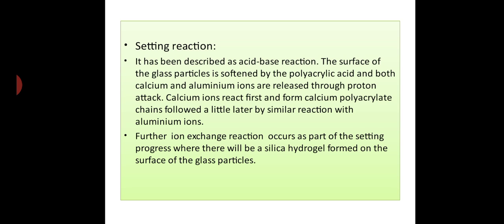The surface of the glass particle is softened by the polyacrylic acid, and both calcium and aluminum ions are released through a proton attack. Calcium ions react first and form calcium polyacrylate chains, followed a little later by similar reactions with aluminum ions. Further ion exchange reactions occur as part of the setting process, where a silica hydrogel is formed on the surface of the glass particles.